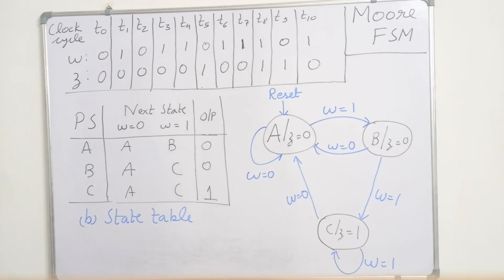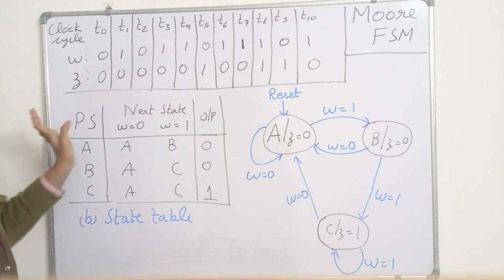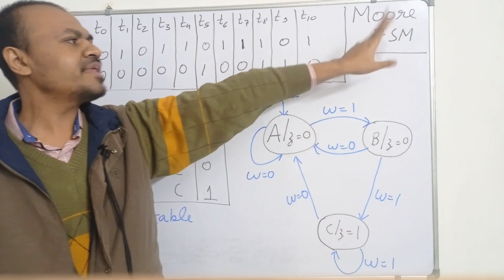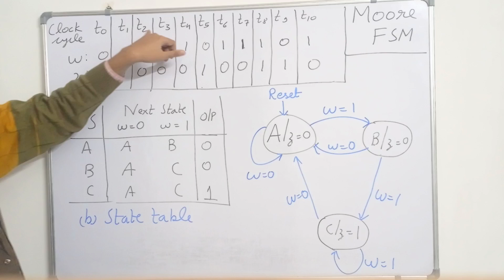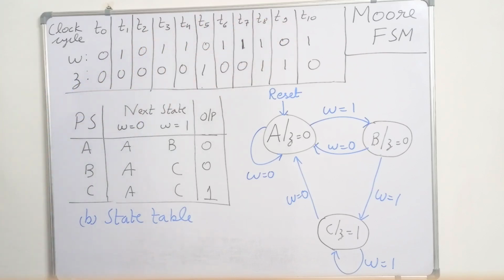So we are designing a sequence detector in which we are detecting consecutive ones using a Moore finite state machine. In a Moore finite state machine, the output depends only on the present state and not on the present inputs. Remember this. So we have this clock cycle T0, T1, T2, T3 up to T10.